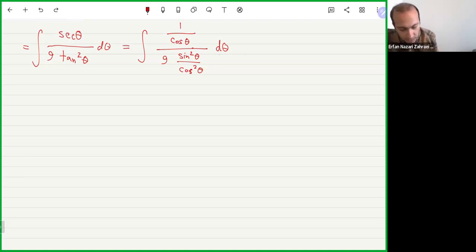Okay, simplify this. This is this cross multiplying: this times this over this times this. So it's cos squared. That's 1 times cos squared. This times this, 9 sine squared cos.